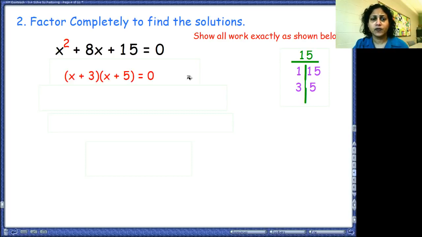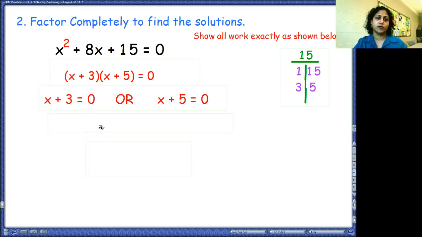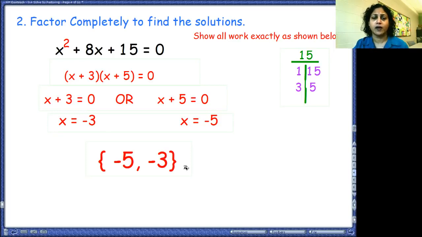So this one was fairly simple. It's just x plus 3 times x plus 5 is equal to 0. And since two things are being multiplied and the result is 0, either x plus 3 must equal 0 or x plus 5 must equal 0. So you now have two equations and you're going to solve each one of them. Turns out that x is either negative 3 or negative 5, and you're going to write your answer as negative 5 comma negative 3. And what you have really done is found the two roots or the two x-intercepts. And the x-intercepts are where x is equal to negative 5 and x is equal to negative 3.